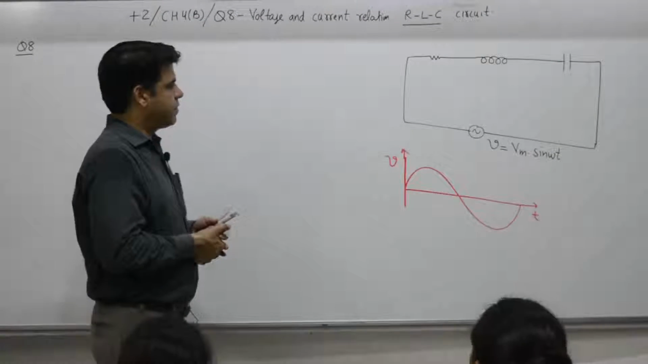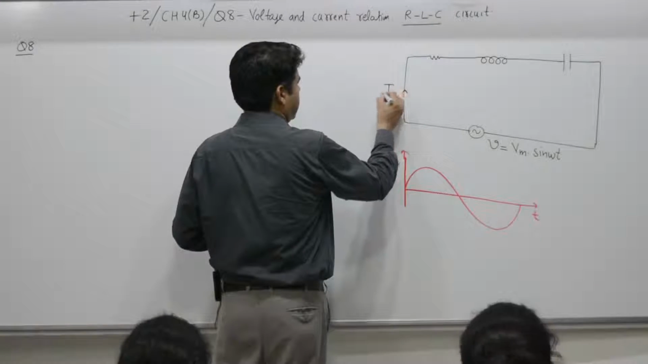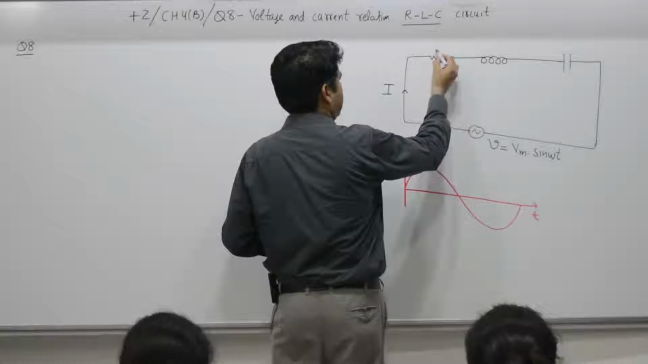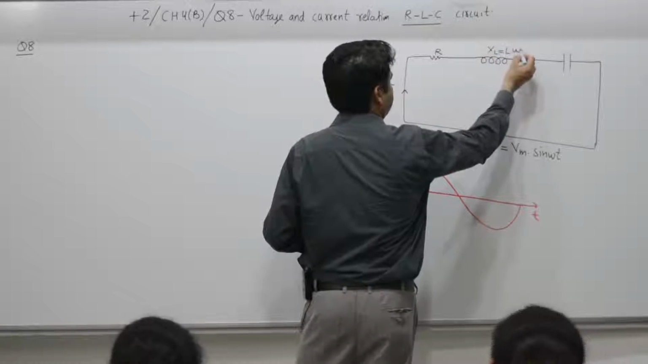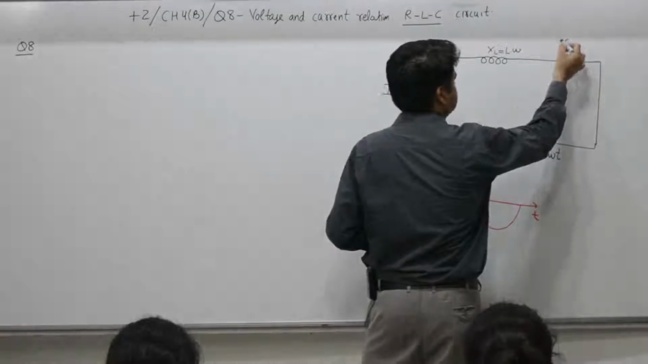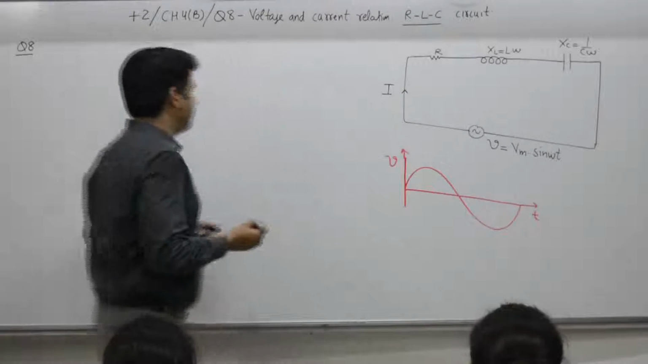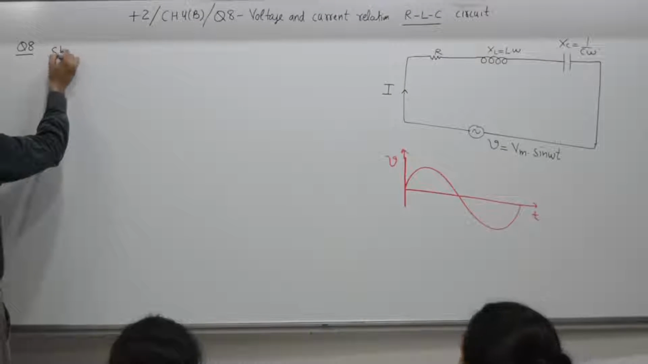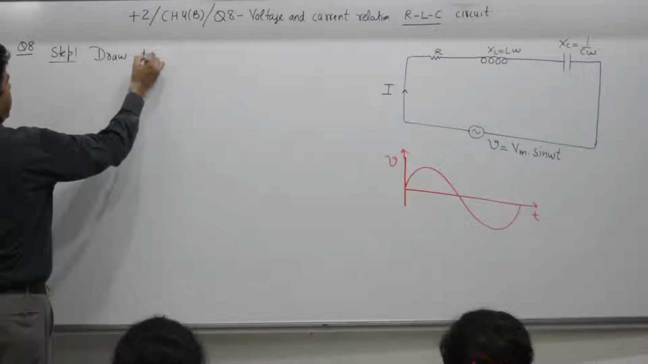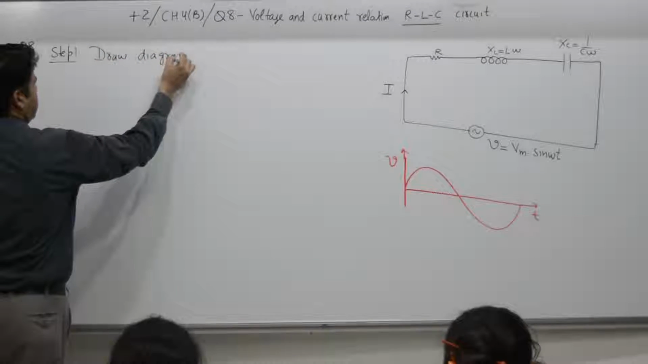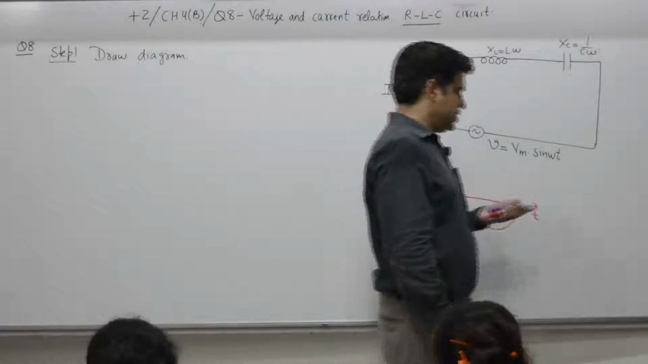Issue is the same. You have to find out what? You have to find out current. So resistance R, inductive reactance XL is equal to L omega. Capacitive reactance XC was equal to what? 1 by C omega. So step 1, draw diagram. Do it. 3 minutes, 2 pages.